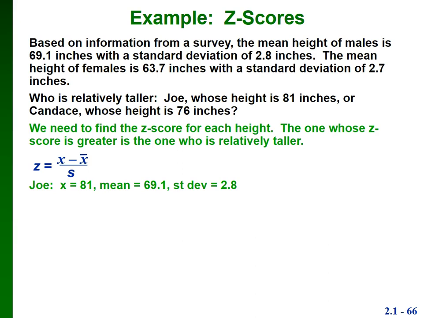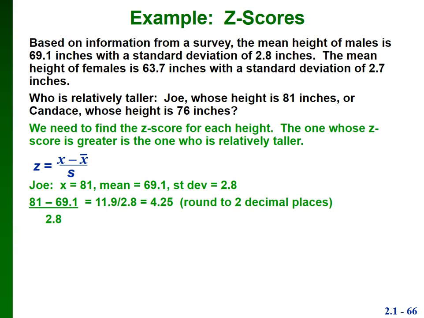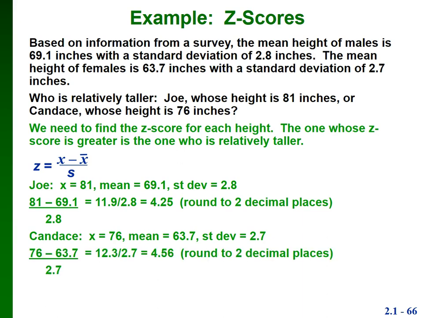For Joe, his height is 81 inches, so that's the x value. The mean is 69.1 inches and the standard deviation is 2.8 inches. If we plug those values in, we get a z-score of 4.25. And by the way, the standard for z-scores is to round them to 2 decimal places. For Candace, her height is 76 inches, the mean is 63.7 inches, and the standard deviation is 2.7 inches. So if we plug these numbers into the formula, we get a z-score for her of 4.56.